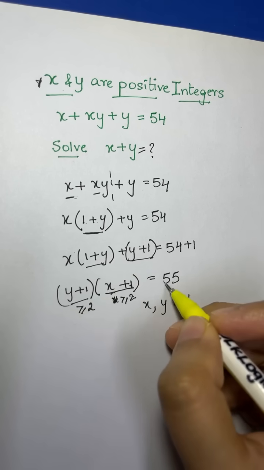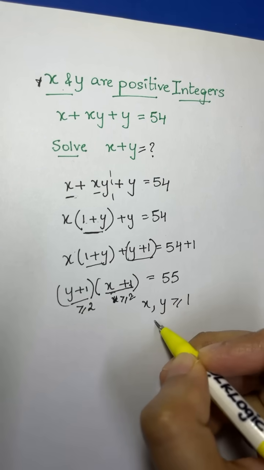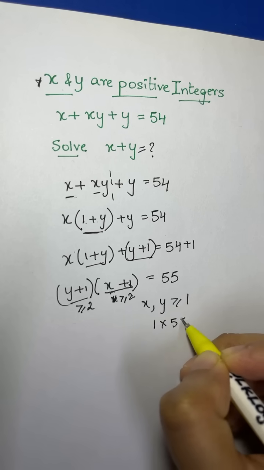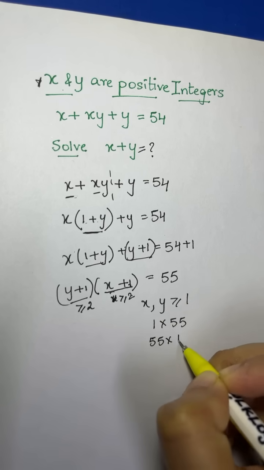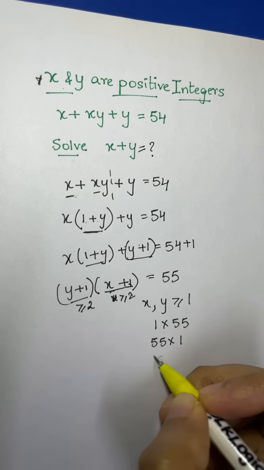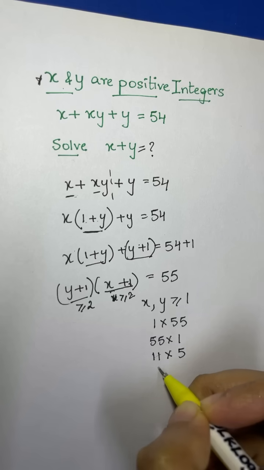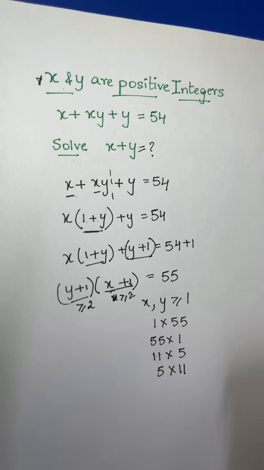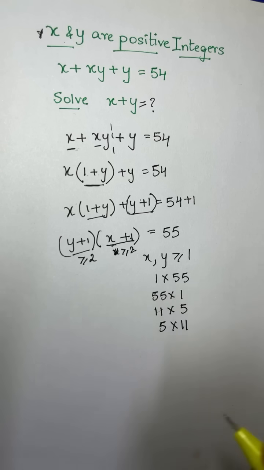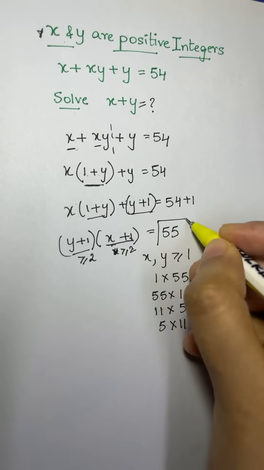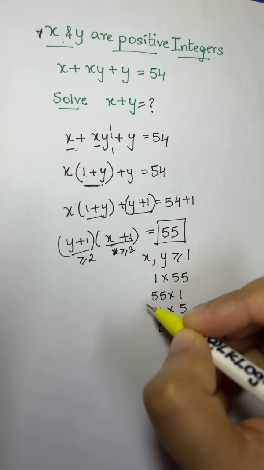Now let's factor 55. What are the factors we can have for 55? We can have 1 times 55, then 55 multiplied by 1, then 11 times 5 is 55, and 5 times 11 is 55. So we can have 4 factor pairs of 55: the first one, second one, third one, and fourth one.